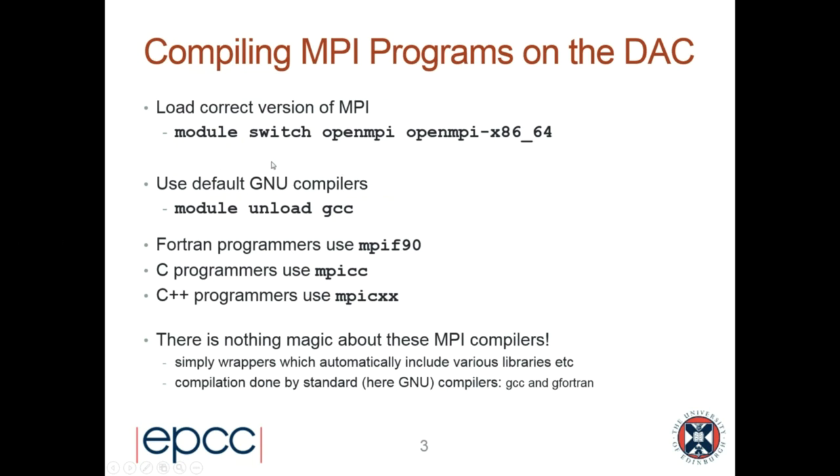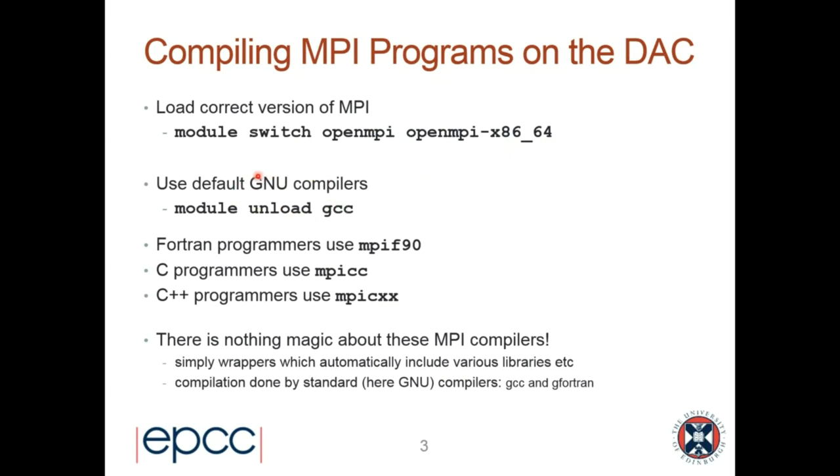On the data analytics cluster, we have to do a couple of slightly weird things for technical reasons. We have to switch the MPI. We're going to use something called OpenMPI on the data analytics cluster. We have to switch OpenMPI to OpenMPI x86/64. That's just a slight quirk.